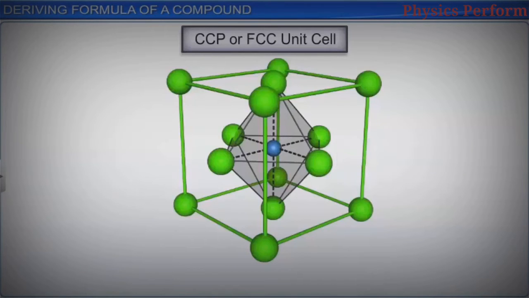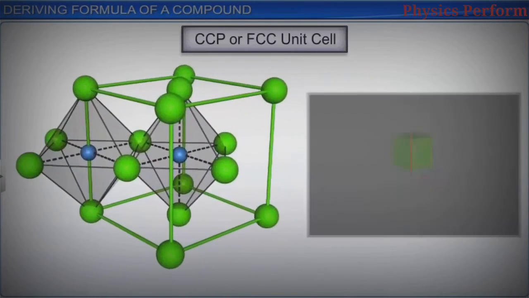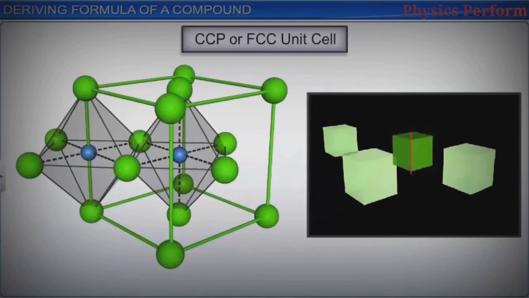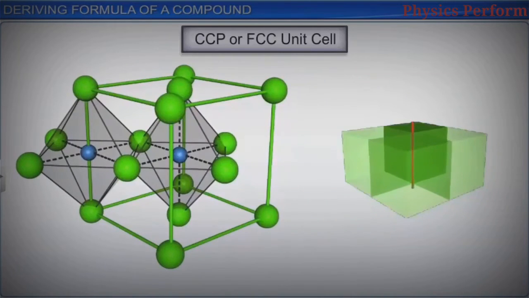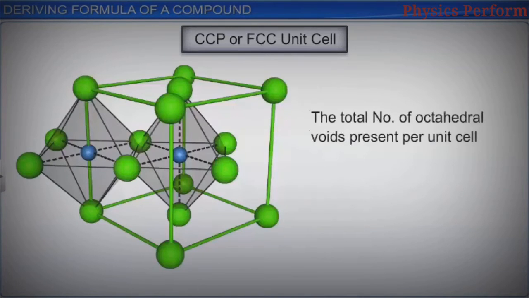Further, octahedral voids are also present at the center of each edge. As you can see, each edge is shared by a total of 4 unit cells. It therefore contributes only 1/4 to each unit cell. Thus, the total number of octahedral voids present per unit cell comes out to be 4. This is the same as the number of atoms or ions present in a CCP or FCC unit cell.